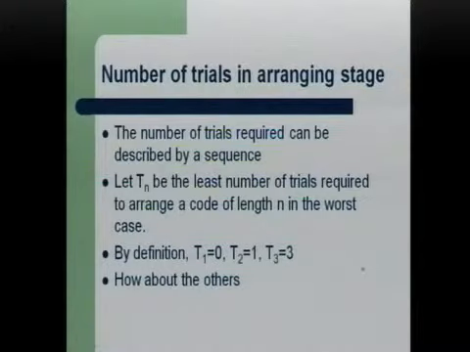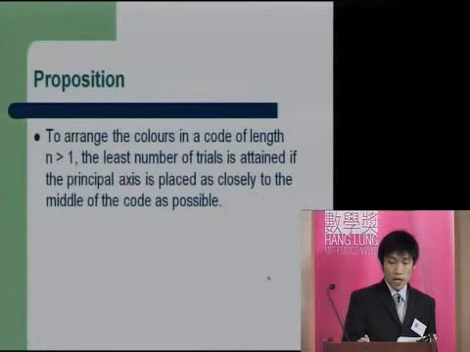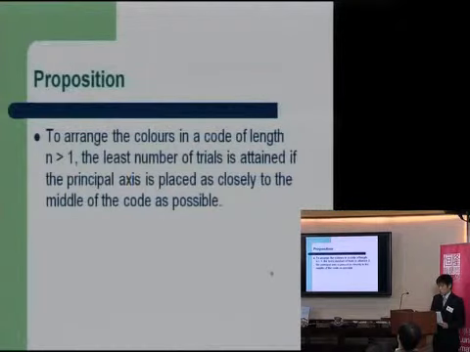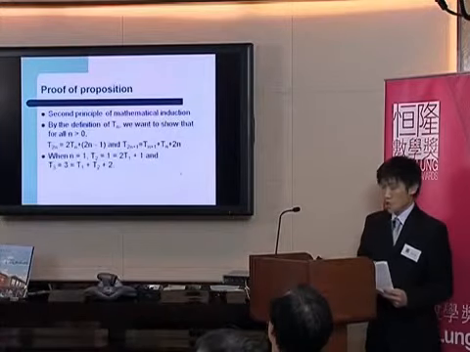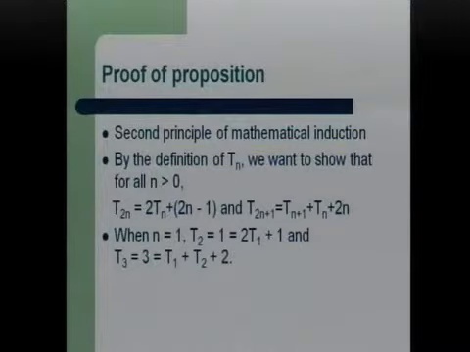One natural question is where we should place the principal axes so that the number of trials required would be a minimum. Here, we claim that this minimum is achieved when we place the principal axes as close to the middle as possible. And this result will be proved by the second principle of mathematical induction. When the principal axis is placed at the center, the sequence Tn can be defined by this recurrence relation. So when n equals 1, it suffices to check whether these two equations hold.